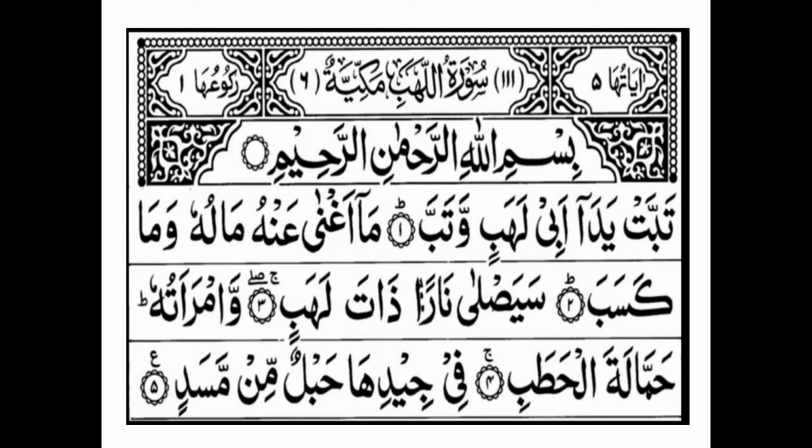ذات لهب. That very soft letter. ذات لهب. Ha, small ha, bottom of throat. Do qalqala on ba as well. The next verse.